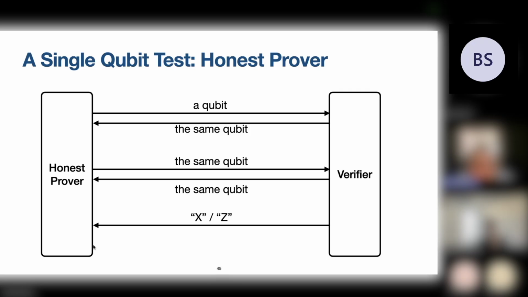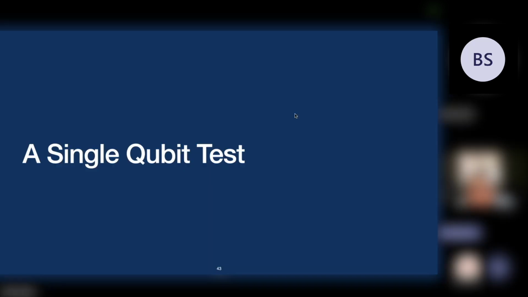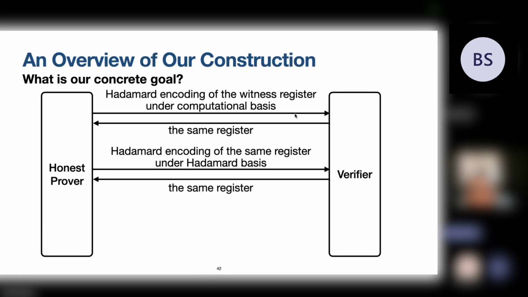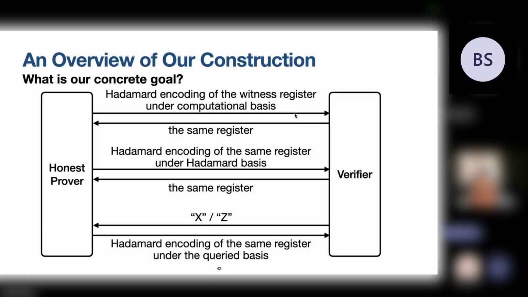I'm sorry. Can I ask a quick question? In the general construction that you described, yes, you said you're using a Hadamard encoding of the same register, but in the single qubit setting, I think you dropped that, right? You just said it's just the same qubit. Yes. So how does it get simplified for the single qubit setting?